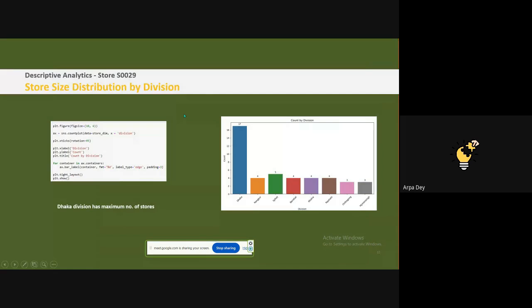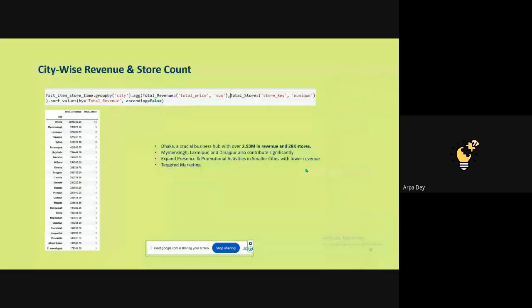Distribution by division. Here we can see that Dhaka has the most number of stores in our retail chain, followed by Sylhet and Rangpur. City-wise revenue: here I have used group by and an aggregate function on the total price column to sum up the total stores and total revenue of each city. As we can see, Dhaka has the most number of stores in our retail chain, and it is also ahead in revenue.